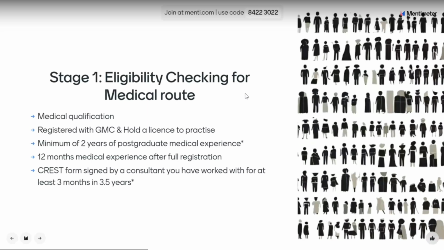And then you need 12 months of medical experience after full registration. If you're trained in Nigeria, it just means you need to have completed your house job.